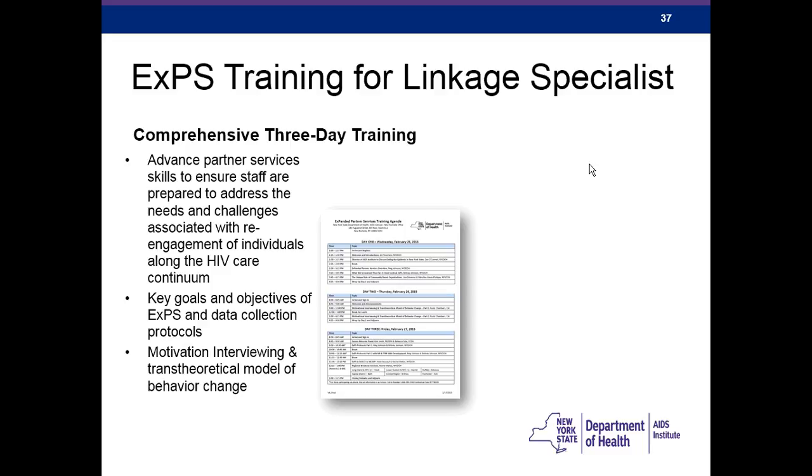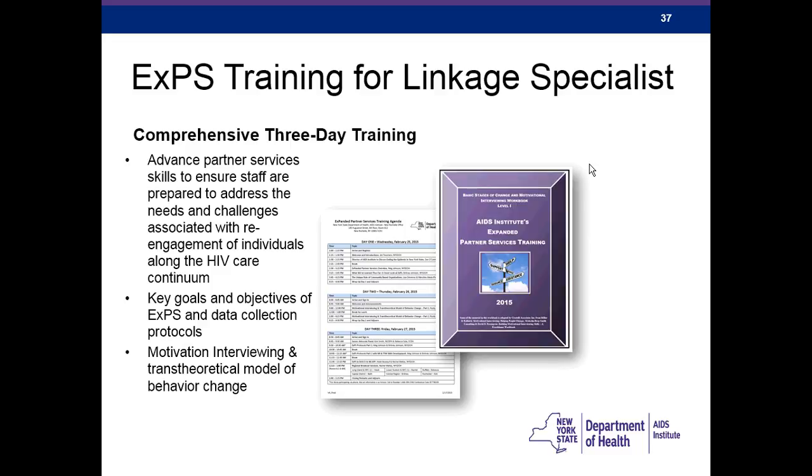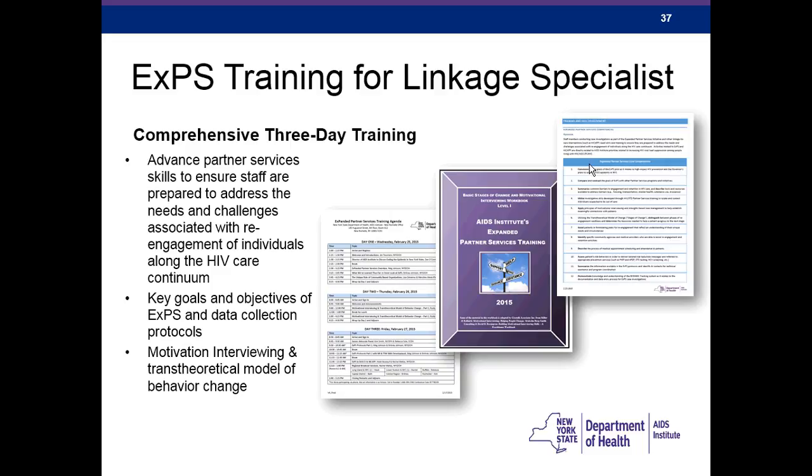So the training really talks about the key goals and objectives and data collection. We brought in Ciccatelli Associates to do a 2-day motivational interviewing training with a trans-theoretical model of behavior change. The screenshot in the middle, the purple screenshot, is a workbook where I worked with Ciccatelli to come up with solid examples of what it looks like to work with patients who are out of care. And the screenshot all the way to the right shows the competencies that we have developed. I think it's 10 core competencies that we would like to see for our linkage specialists.